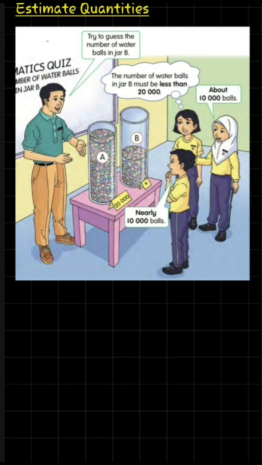In this example, the teacher asked the pupil to try to guess the number of water balls in jar B. So you can see there are two jars here, jar A and jar B. You can see in jar A, there are full of water balls here. And then in jar B, you can see the water ball is about half of the jar. And then something given to you, which is the quantity of water balls in jar A is 20,000 units.